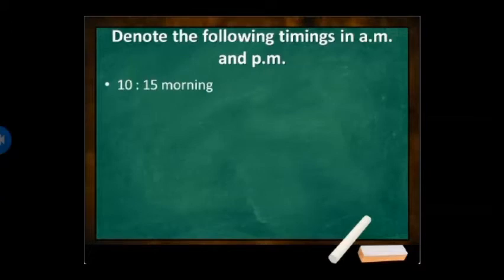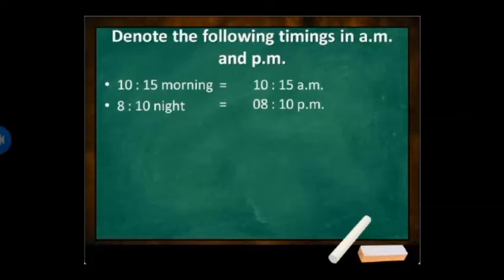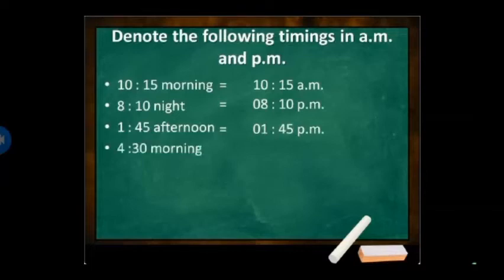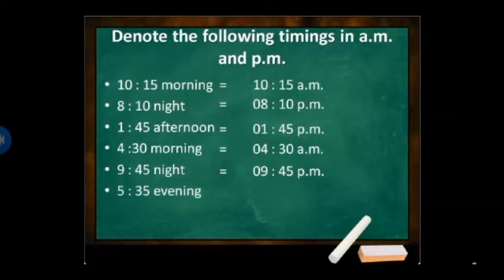Now 10:15 in the morning, you will say it as 10:15 a.m. 8:10 at night, you will say as 8:10 p.m. 1:45 in the afternoon, you will say as 1:45 p.m. 4:30 in the morning, you will say 4:30 a.m. 9:45 night, you will say 9:45 p.m. 5:35 in the evening, you will say 5:35 p.m.